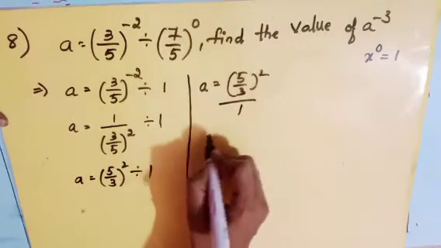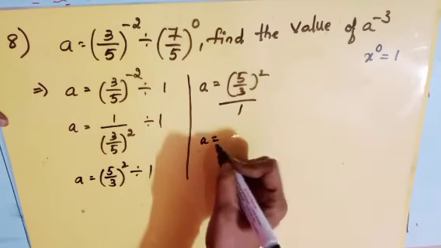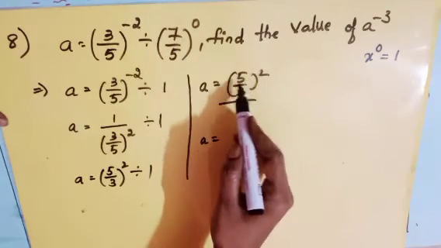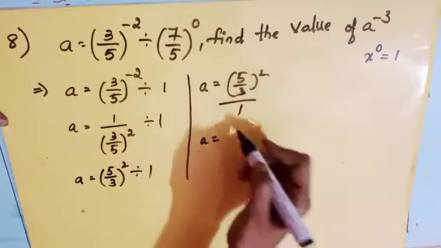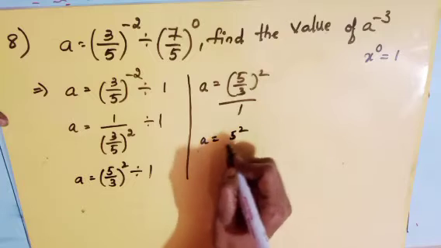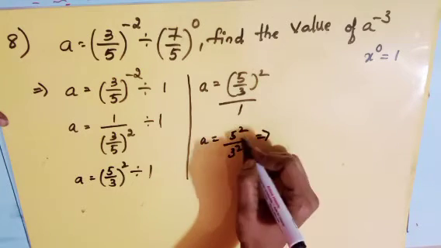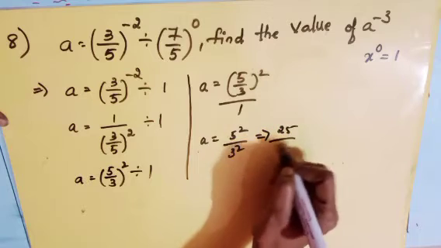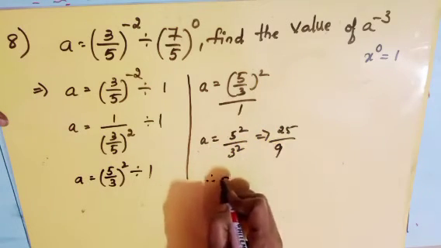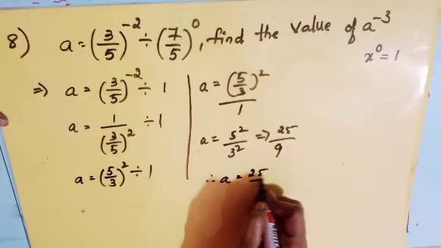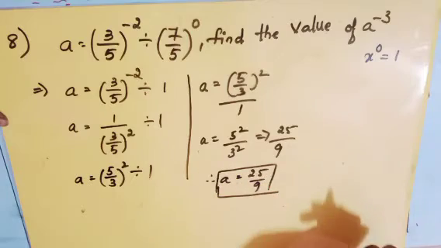So 1 does not change the value, so this can be written as a equals (5/3)^2, which means it is squared to the numerator as well as the denominator, that is 5^2 by 3^2. Therefore 5 squared means 5 times 5 is 25, 3 times 3 is 9. Therefore the value of a is 25/9.